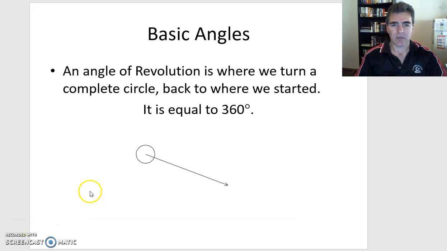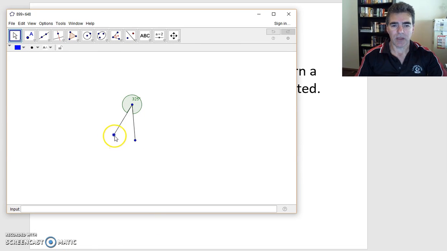And the last basic type of angle that we need to know about is an angle of revolution. And that's where we've turned all the way around and are looking back in the same direction that we started from. So, showing by here, if we started all the way from here and we turn in an anti-clockwise direction and we turn all the way back to where we started, we've gone 360 degrees.